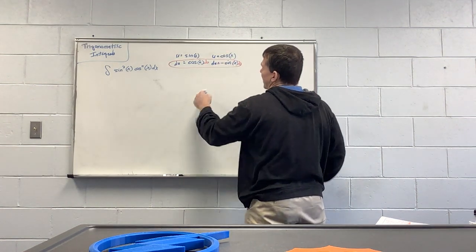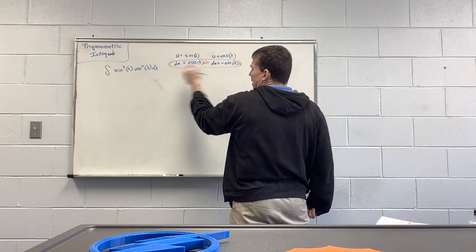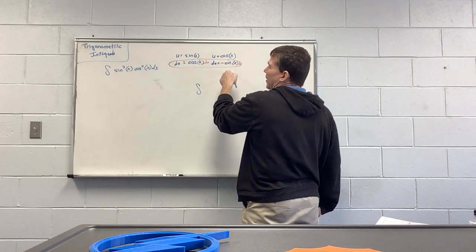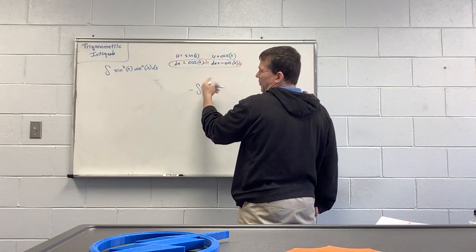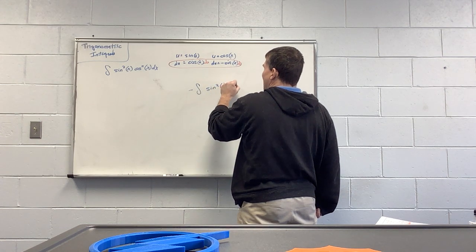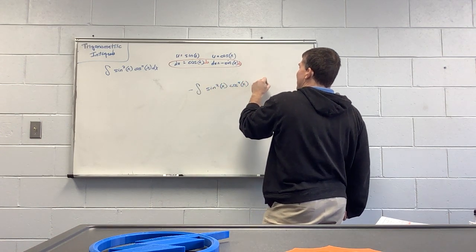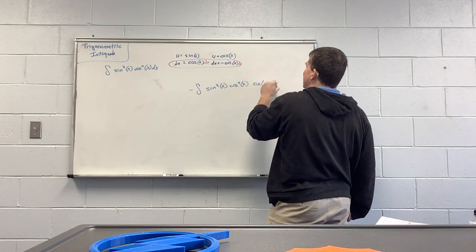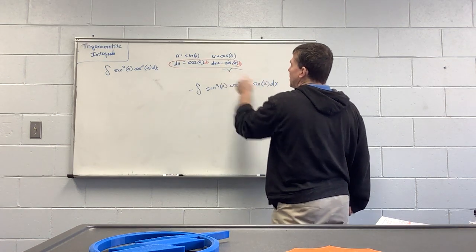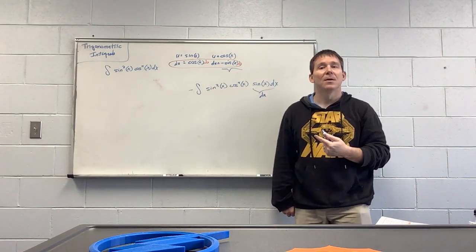If I try the same with this, my du is negative sine, so I'll pull out a sine. I'm not going to worry about the negative right now. I can just throw it out in front if I need to. But that will leave me with a sine squared x, cosine to the fourth x, and then my extra sine x dx, which is my du right here. Again, I know there's a negative, so I pull it to the front.